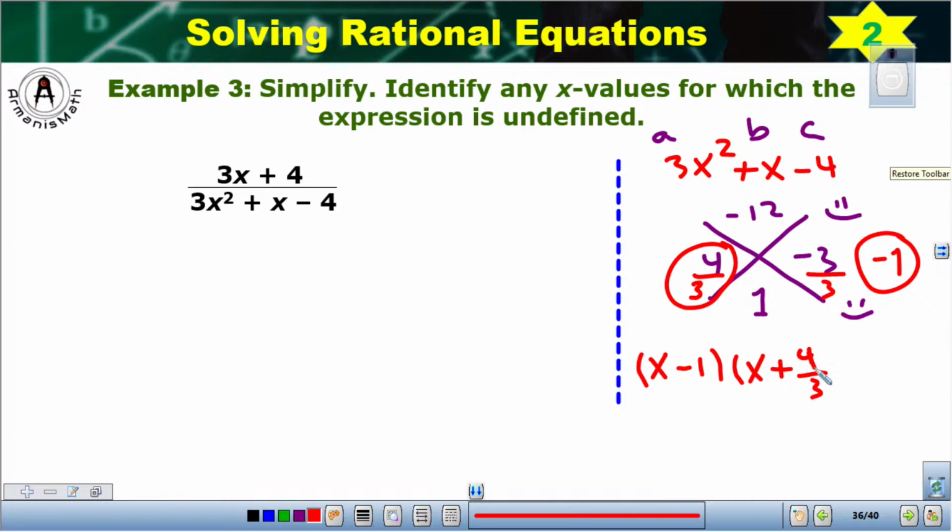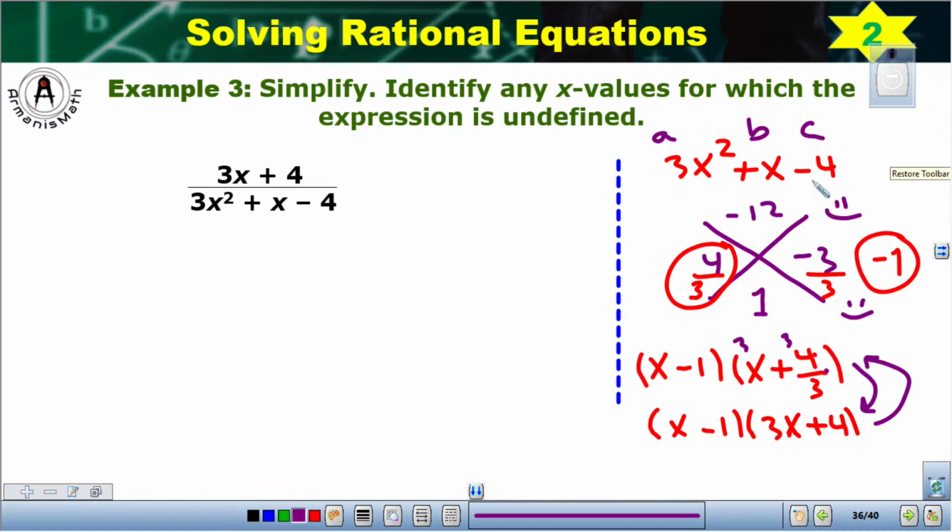Also, I want to point out that there is another shape of x plus 4 thirds. You might also see this one as x minus 1 times 3x plus 4. What you're doing here is basically multiplying this by 3 and this by 3. So both of these are interchangeable. You could use either, and when you multiply out, both will get you the exact quadratic at the top.